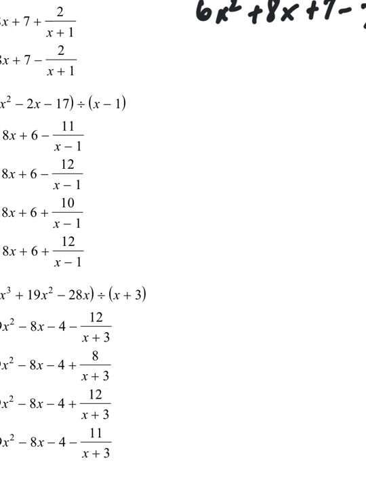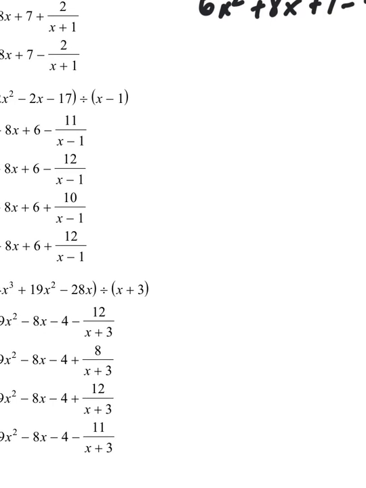The next example, we have 10x cubed minus 2x squared minus 2x minus 17 divided by x minus 1. So once again, we're going to list the coefficients. So we have 10, negative 2, negative 2, and negative 17. And then in our corner, we have x minus 1, so it's going to be x equals 1.